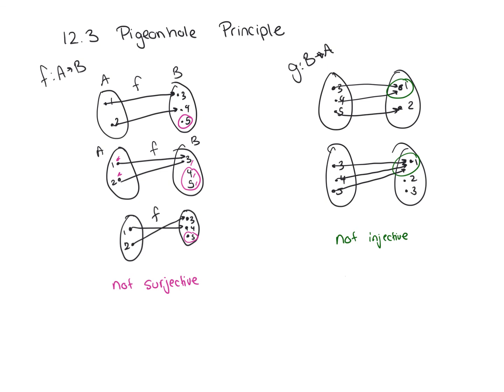So this idea is related to what's called the Pigeonhole Principle. So we'll see a little bit about what the Pigeonhole Principle says on the next slide, and how it's related to these sets being injective and surjective and based on the size of the sets. And then we'll see one example of using that Pigeonhole Principle.